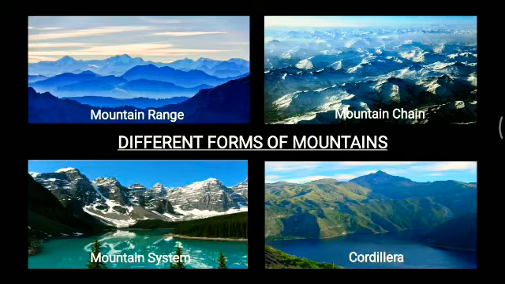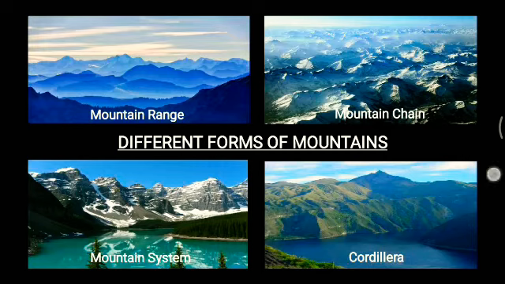Now for example, the Rocky Mountains in USA are separated by small valleys. Alright. And the last one we have is cordillera. This cordillera is basically a Spanish term which refers to a group or a system of several mountains. You can see the picture here. It's a group of several mountains. For example, the Western Cordillera in USA. Okay. So these are the different forms of mountains.